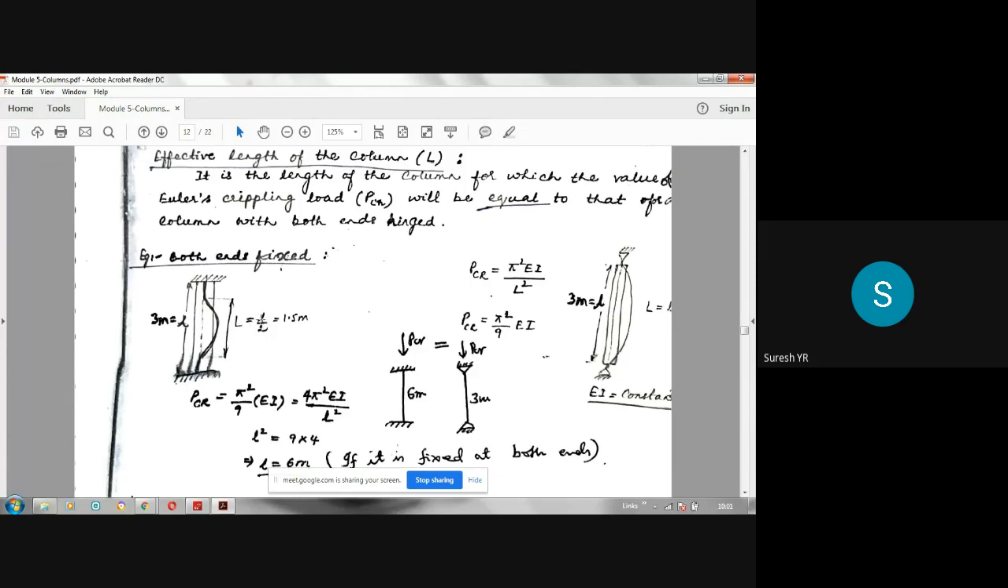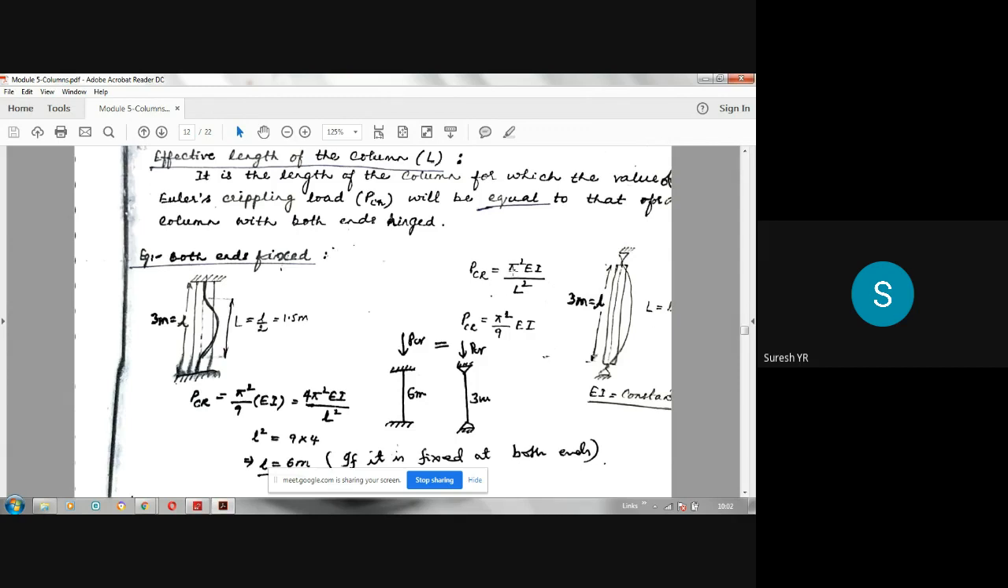Capital L will be equal to small l by 2. Capital L is effective length, small l is actual length. So it becomes 1.5 meter. That is how we have to calculate. Suppose it is a both ends hinged condition, same length, small l is 3 meters, then effective length is also equal to 3 meters because that is the standard case.